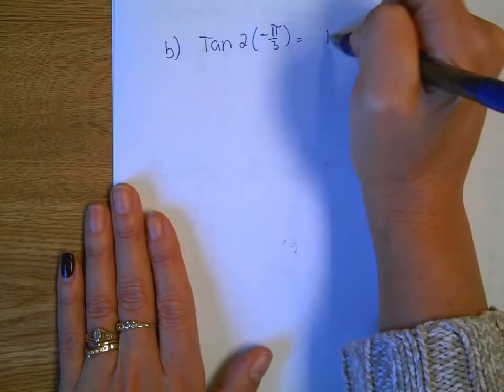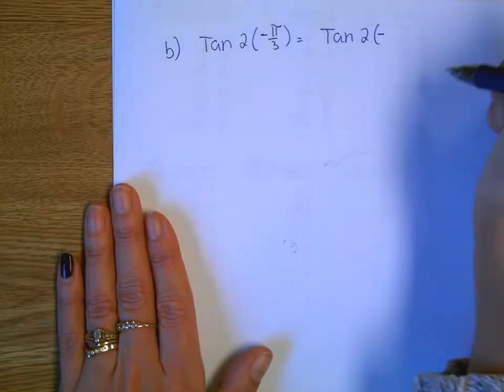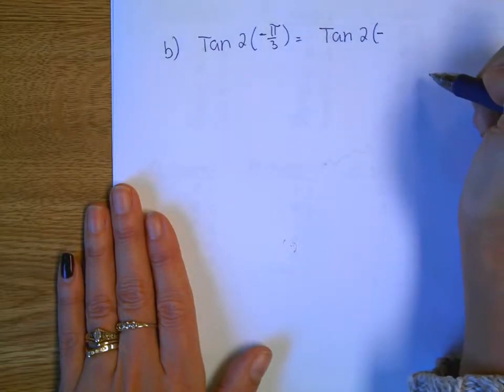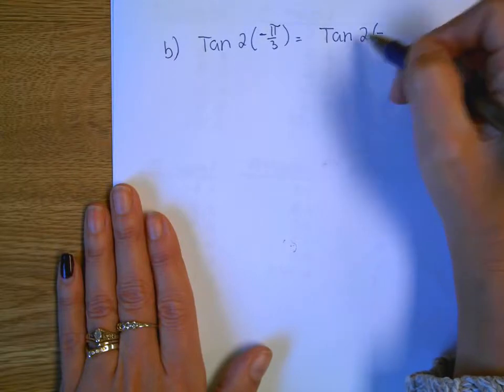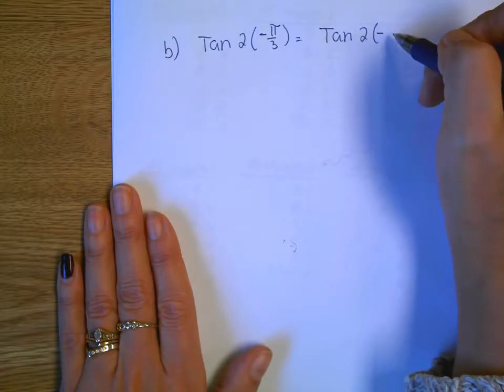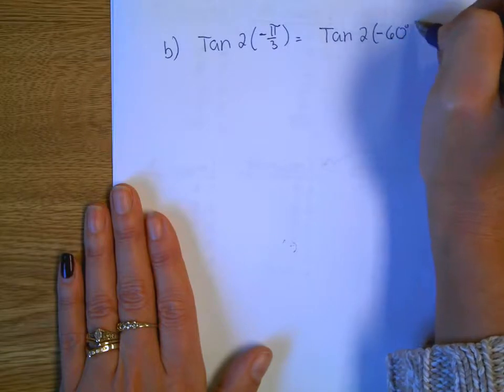So this isn't actually one of my ways yet. 2 times negative, what's pi over 3 in degrees? Negative how many degrees? So we'll cancel it with 1/3 of 180. 3 goes into 180. Negative 60 degrees.